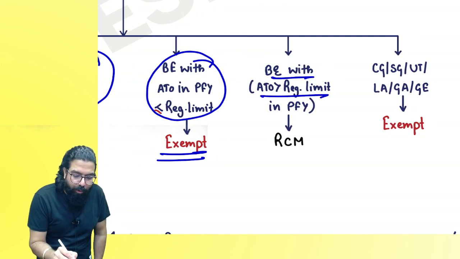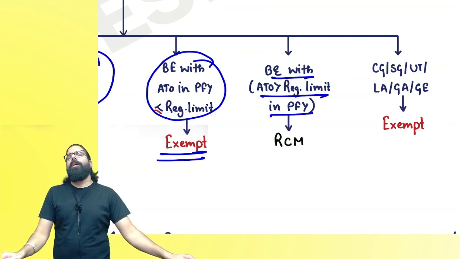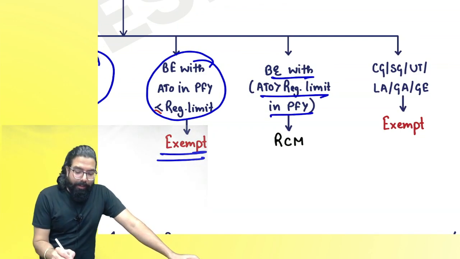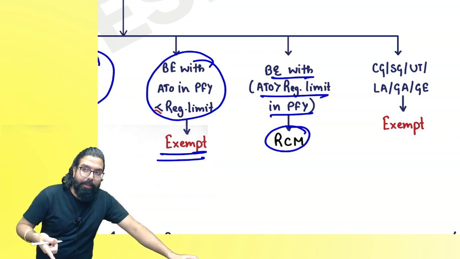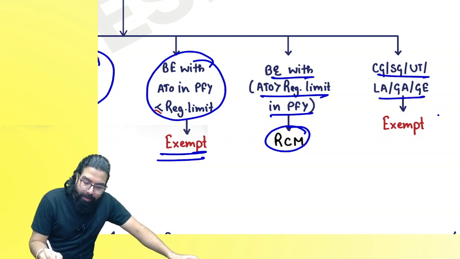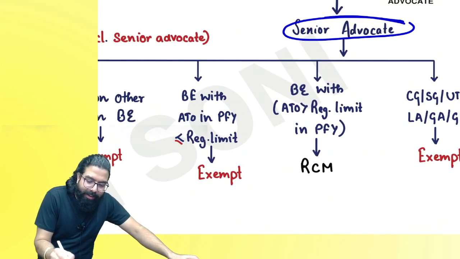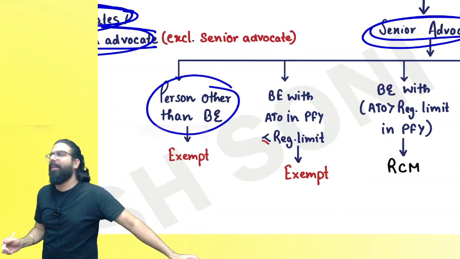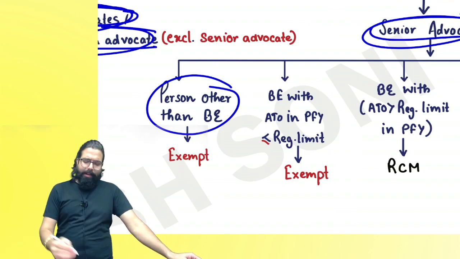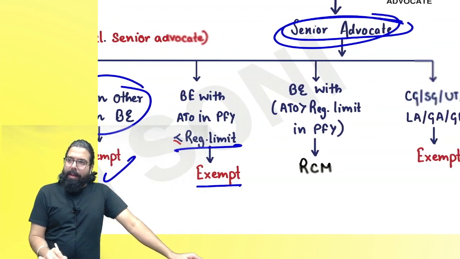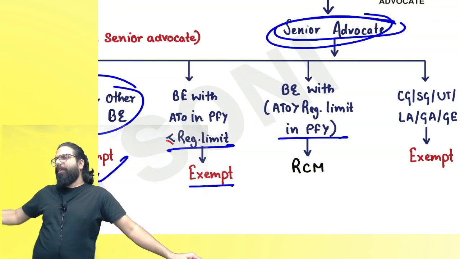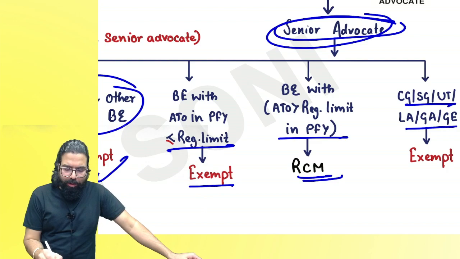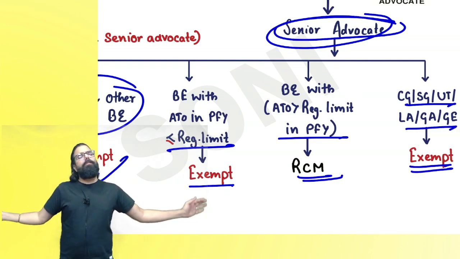But if it's a business entity whose aggregate turnover in the preceding financial year was more than the registration limit, then RCM applies. Given to government, exempt. Same is with senior advocate. Senior advocate giving services to a person other than a business entity, exempt. Small business entity, exempt. Big business entity whose last year turnover was more than the registration limit, RCM. And services to government will always be exempt.